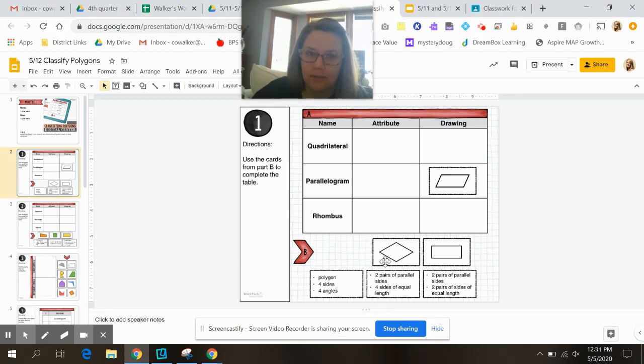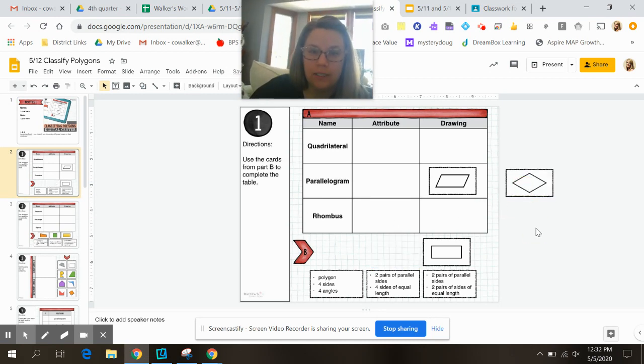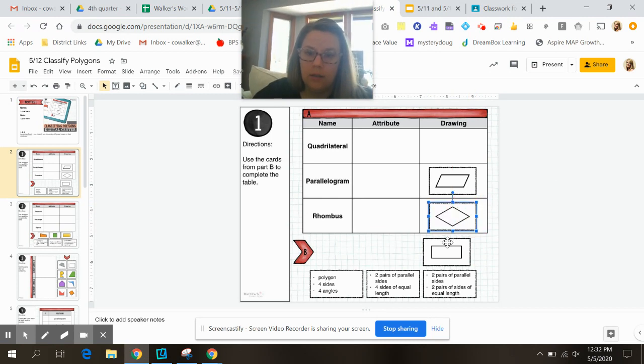Okay, so back on track. Sorry. Focus. Here is the next shape. Is that a quadrilateral or a rhombus? We know that is a rhombus, so I'm going to put that at the drawing. And then, of course, process of elimination, and because we all know it, that's a rectangle. And so we are going to put that as a quadrilateral.